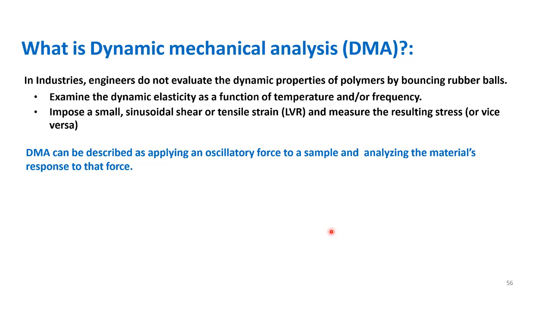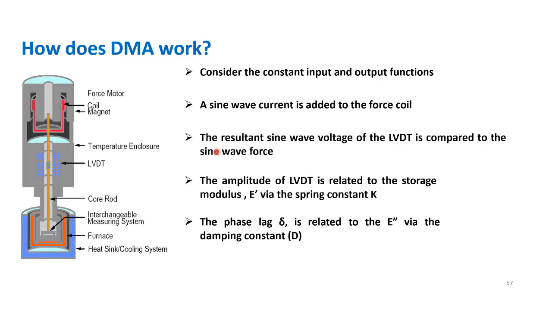So DMA can be described as applying an oscillatory force to a sample and then analyzing the material's response to that force. So basically here the oscillatory force is the key. So this is a typical DMA tester, which is having a force motor coil and magnet, temperature enclosure, LVDT, core rod, interchangeable measuring system, furnace, and a heat sink.